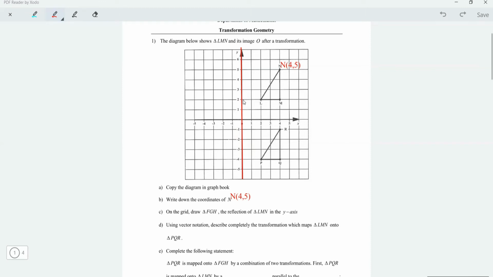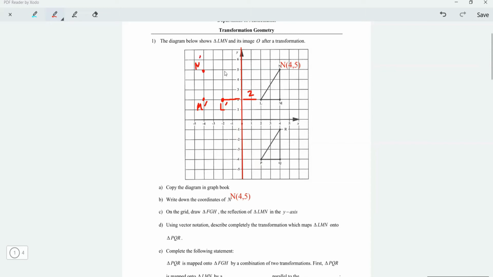From the mirror line to L, that's separated by 2 units. So that means L prime is going to be 2 units away from the mirror line on the left. So this is going to be L prime, right here. I'm just going to do the same now. M is 4 units on the right, so M prime is going to be 4 units on the left. So this would be M prime. Now N is 4 units to the right, so N prime will be 4 units to the left.